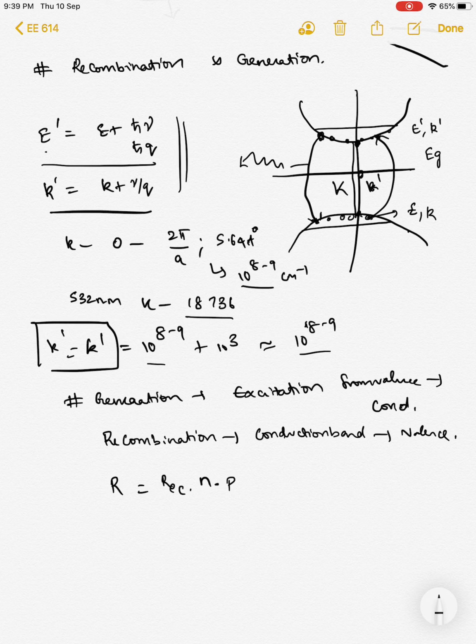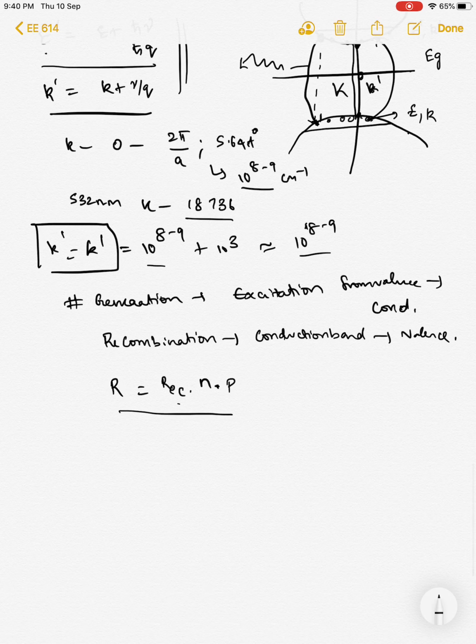Because you need an electron in the conduction band as well as a hole in the valence band very close in k value to have the recombination take place. Hence the rate is equal to some constant times the number of electrons times the number of holes in the semiconductor.